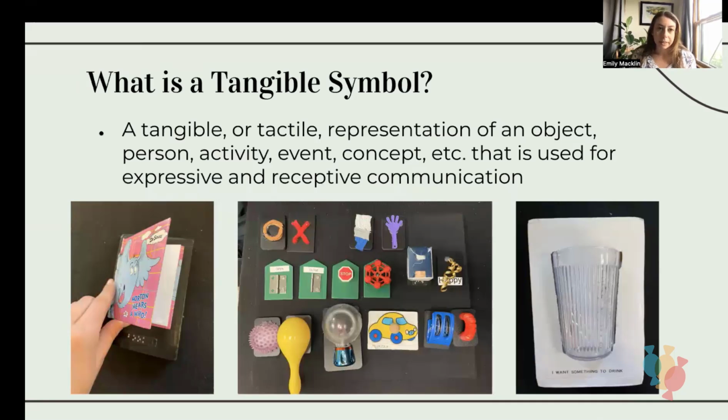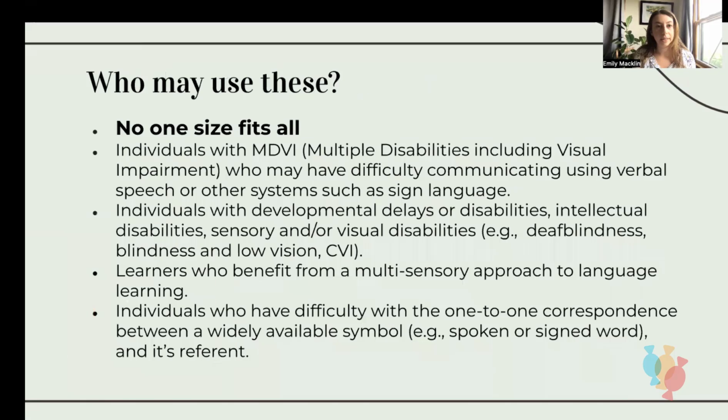So what is a tangible symbol? A tangible or tactile representation of an object, person, activity, event, concept that's used for expressive and receptive communication. And we will talk about both in this presentation. So here are some examples of tangible symbols. Here's a small book with a Braille label under it, a board with lots of different representations, and then also an embedded symbol of a cup that says, I want something to drink underneath. Okay, so tangible symbols can look many different ways, and we will be talking about that.